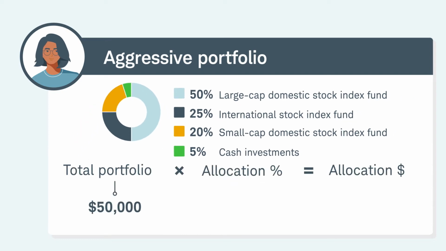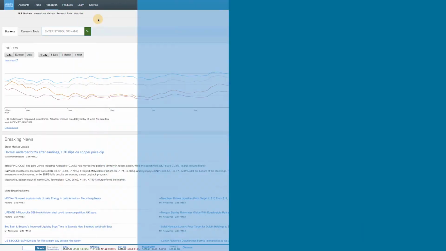Let's say I have $50,000 to invest. To determine the dollar amount to invest in each asset class, I'll multiply $50,000 by the appropriate percentage. So if this portfolio is going to consist of 50% large-cap domestic stocks, I'll have $25,000 to invest in a large-cap domestic stock fund. Let's assume I've already used a screener to compile a list of low-fee index mutual funds that I'd like to include in my portfolio and decided which one to purchase.